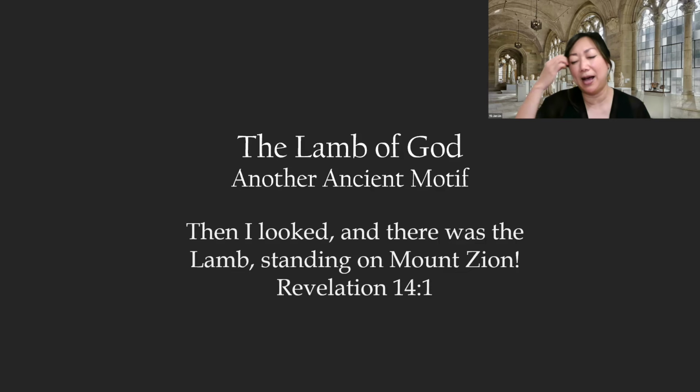So not just the Paschal Lamb symbol of Jesus, but with this motif comes certain things, the Lamb on Zion in chapter 14. So then I looked and there was the lamb standing on Mount Zion. So sometimes you'll see a lamb standing on a mountain or a lamb in front of the throne of God. And this is very clearly not the imagery of the Gospels equating Jesus with a lamb, but definitely borrowed from an apocalyptic scene from Revelation.